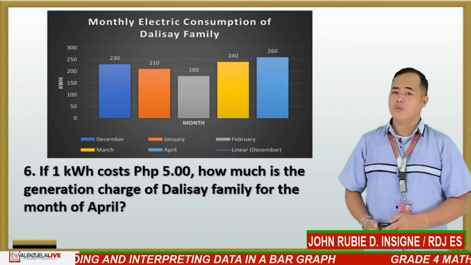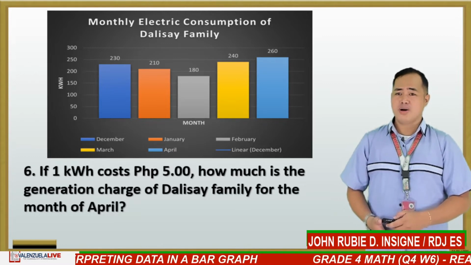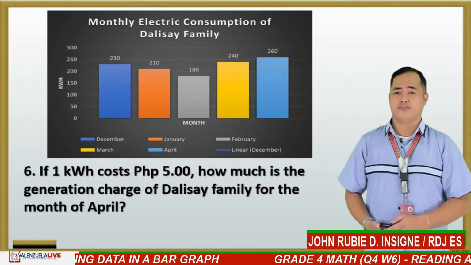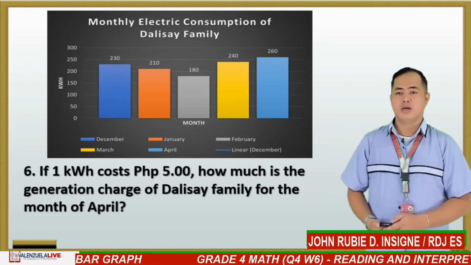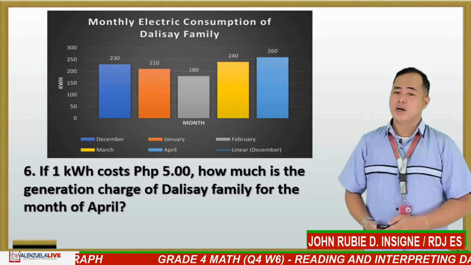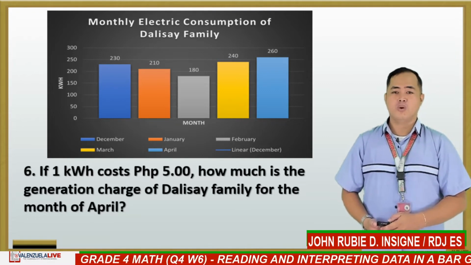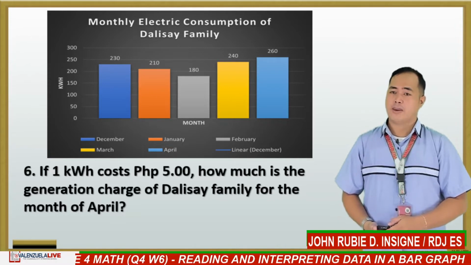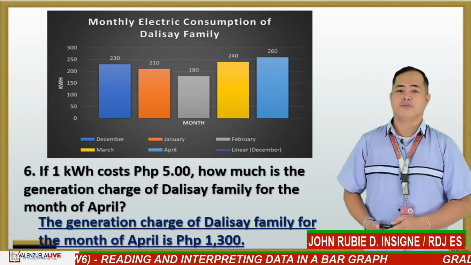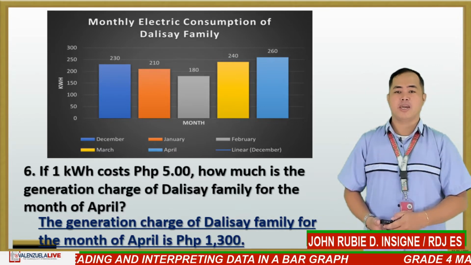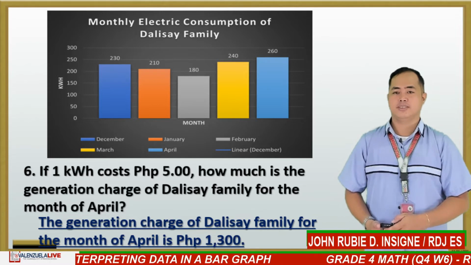If 1 kilowatt hour costs 5 pesos, how much is the generation charge of the Lisay family for the month of April? To solve, since 1 kilowatt hour is equal to 5 pesos, multiply 260 kilowatt hours to 5 pesos. Therefore, the generation charge of the Lisay family for the month of April is 1,300 pesos.